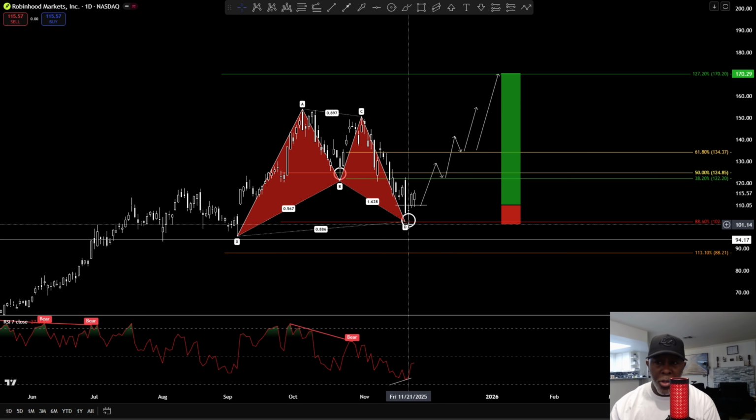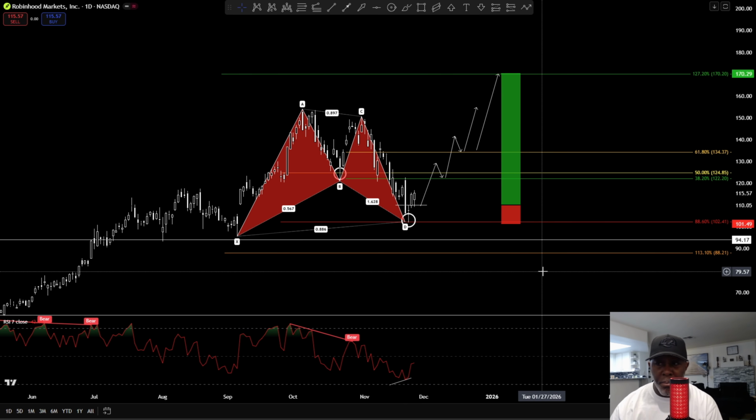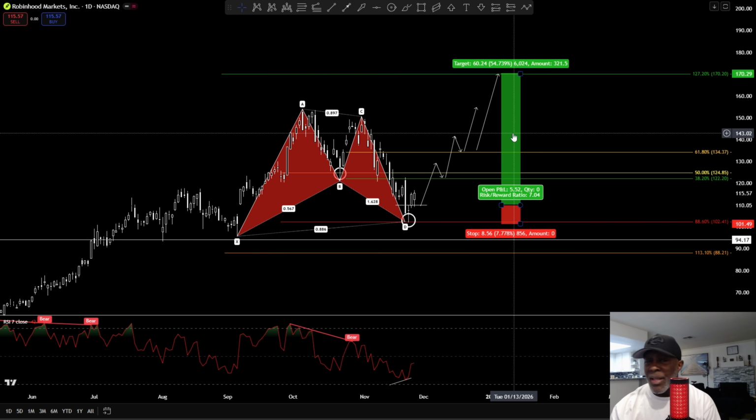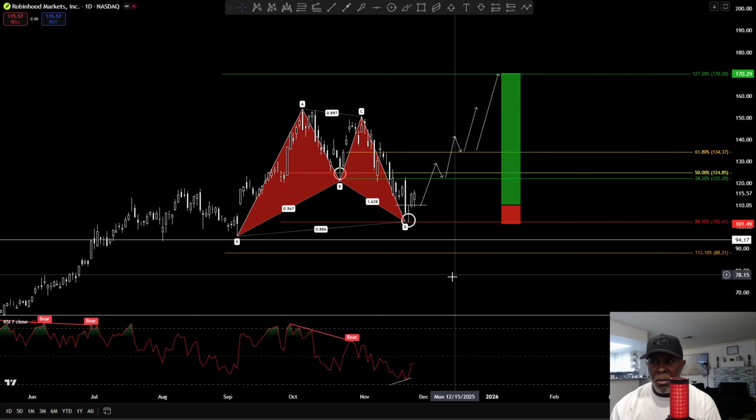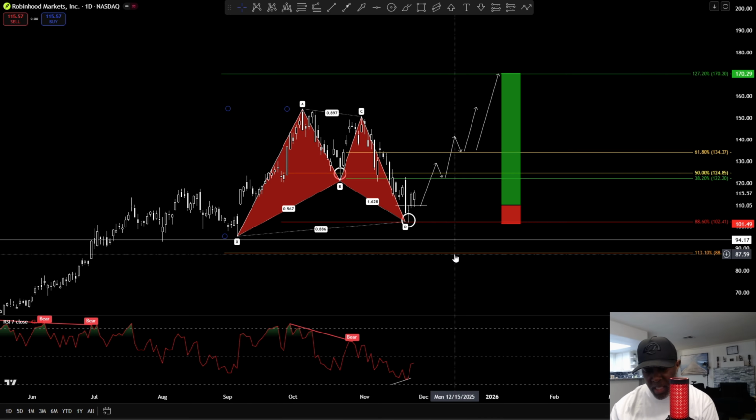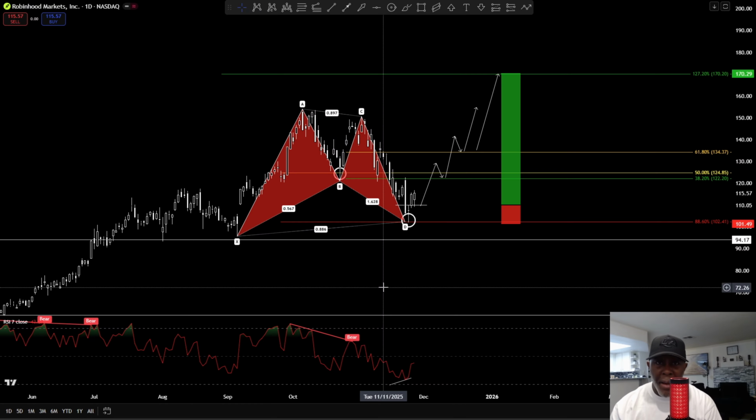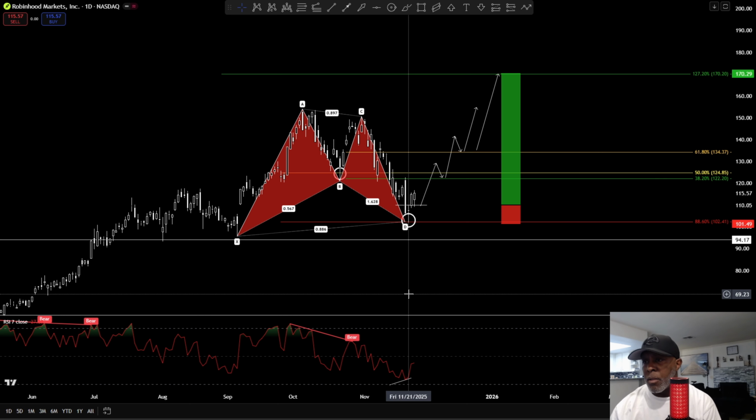And I missed the entry too. I got to be transparent. If I would have saw that, it would have been a beautiful opportunity. Risk versus reward, 7-1. You guys see, you really can only get this kind of stuff with advanced pattern recognition, strong patterns like BAT, or at least Cipher. All right. So what a beauty that is.